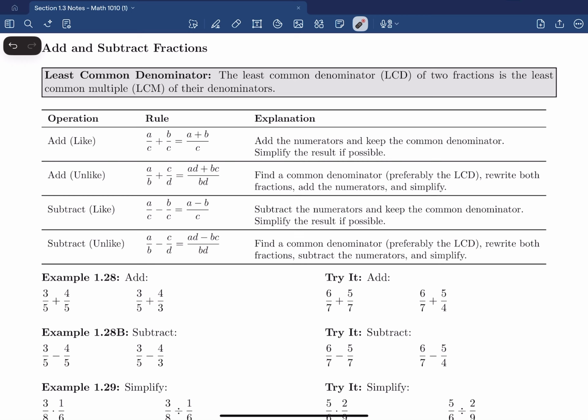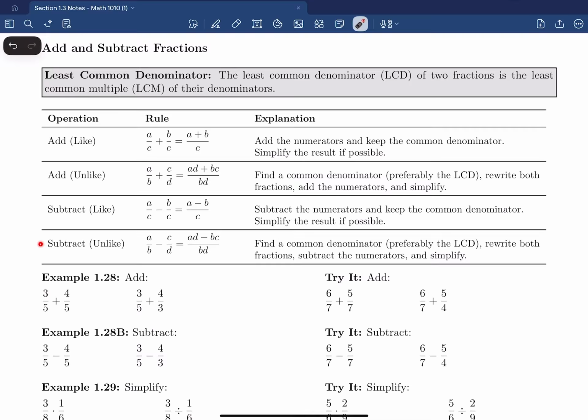Here's an example, like if I had a over b plus c over d, well, I could take a and multiply it with d, and add b multiplied with c, and divide that by b times d to add the fractions together into one fraction. So that always works. What's really happening here is we're finding a common denominator, rewriting both fractions, and adding the numerators together.